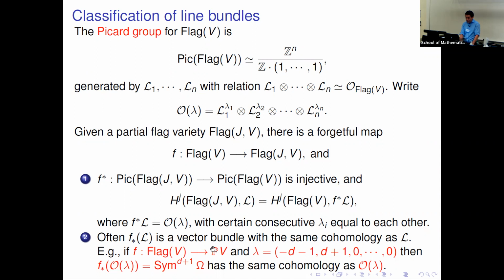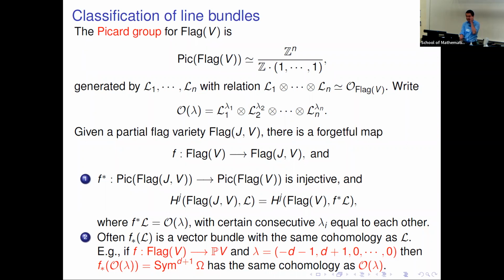And here I wrote down one example. So projective space is a partial flag variety. There is a forgetful map like this. And if I look at a weight of the form minus d minus 1, d plus 1, and then all zeros, and I push that down to something on projective space, then I'm going to get exactly the symmetric powers of the cotangent sheaf. What I'm saying is that there's the same cohomology.